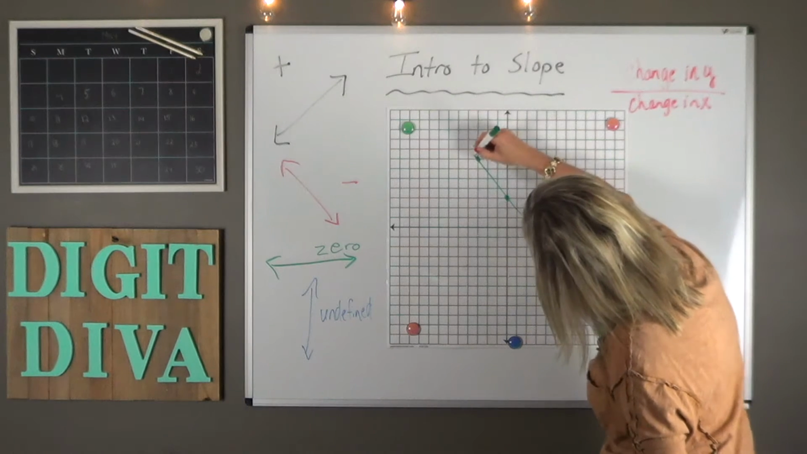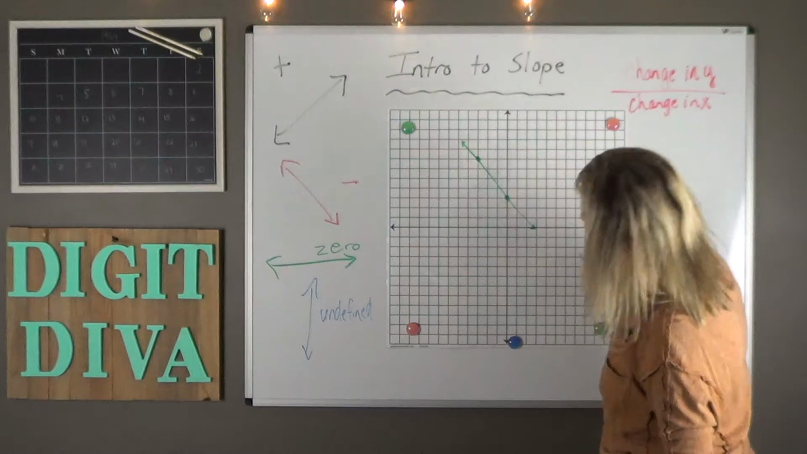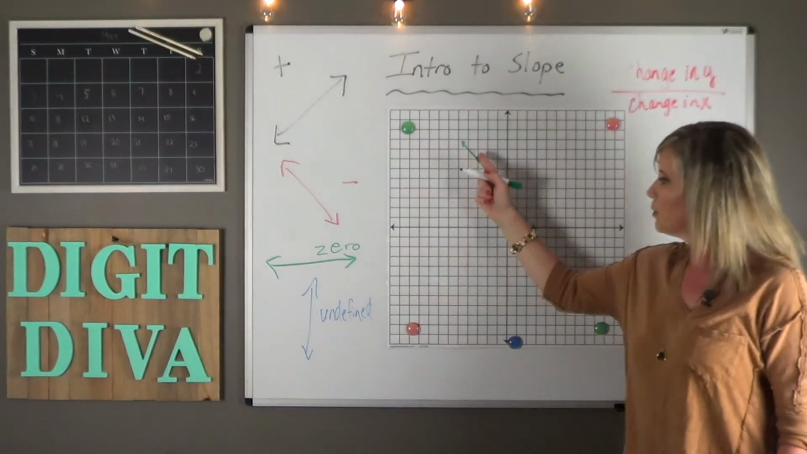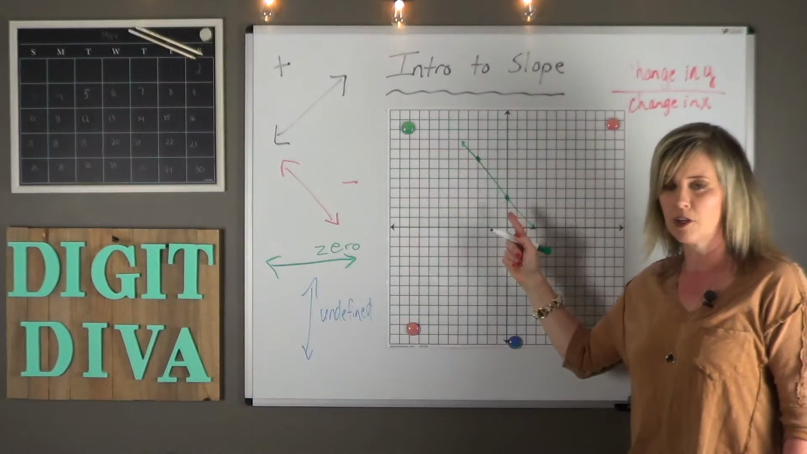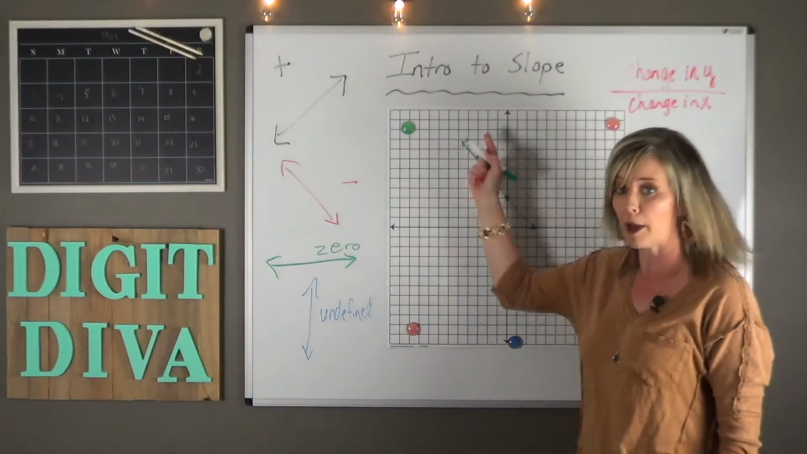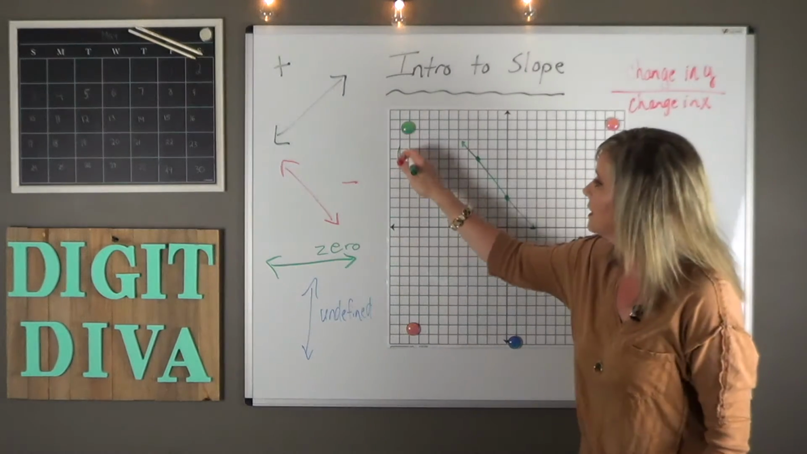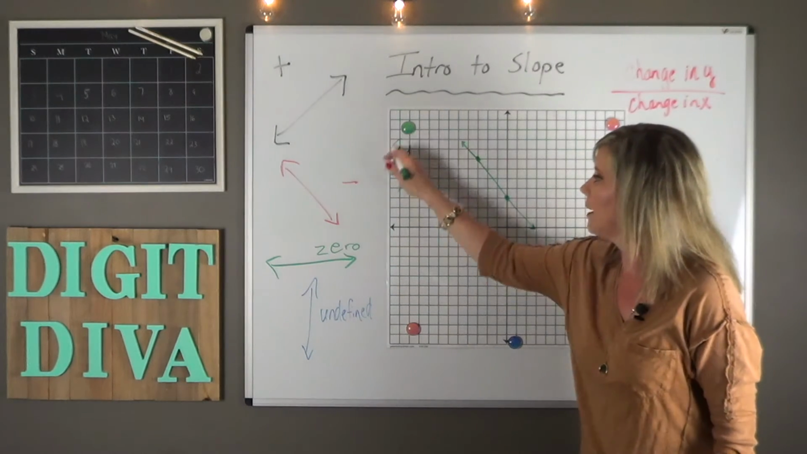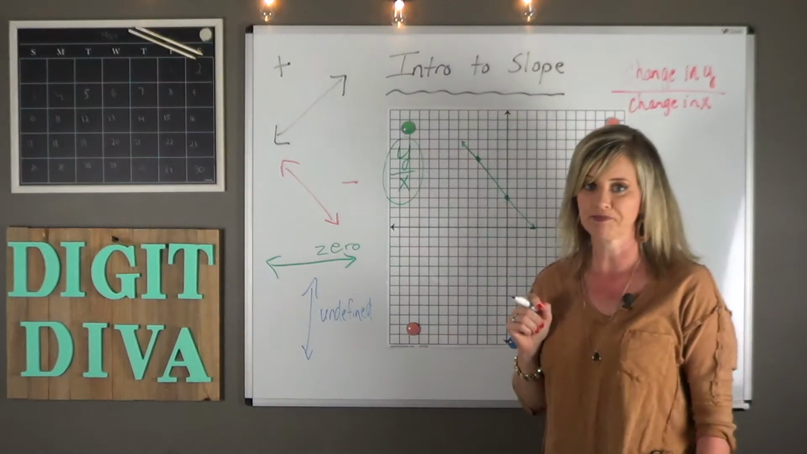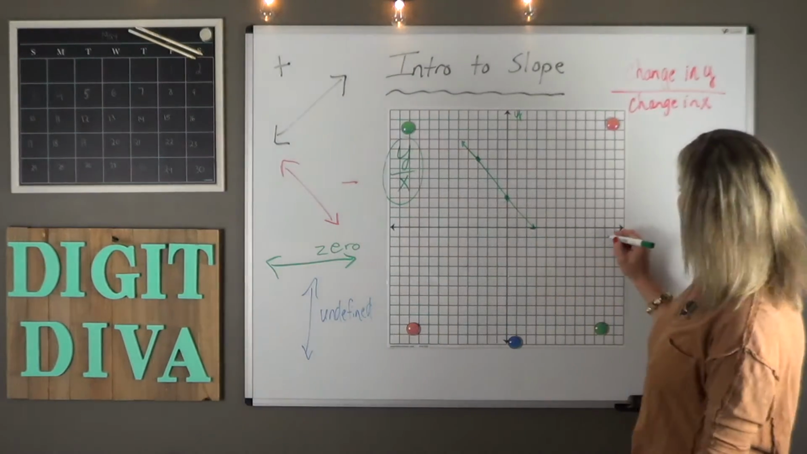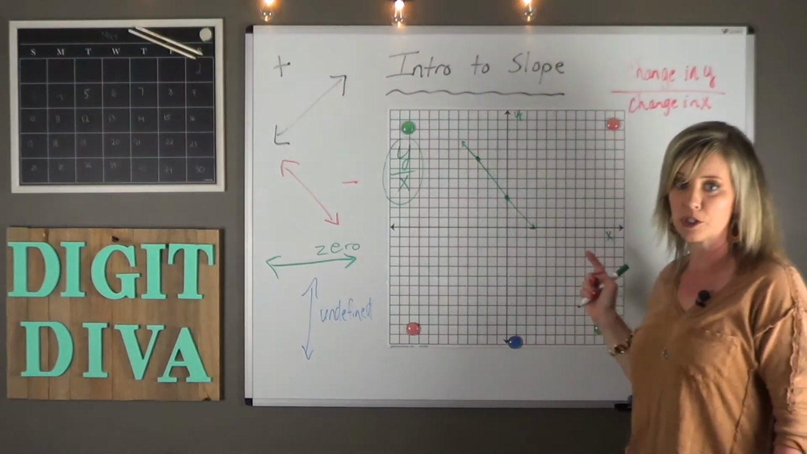All right, trying to keep my lines nice and straight. All right, so I want to know the slope of this line. So I'm going to count down and over. Could I count over and up? Yes, I could count up and over, but our goal is to get the change in y divided by the change in x. Remember, our y-axis is our vertical axis and our x-axis is our horizontal.